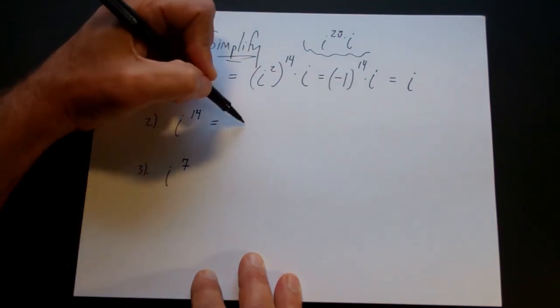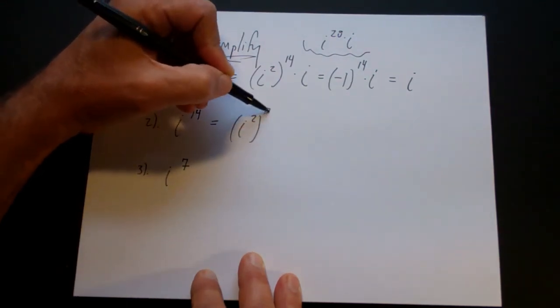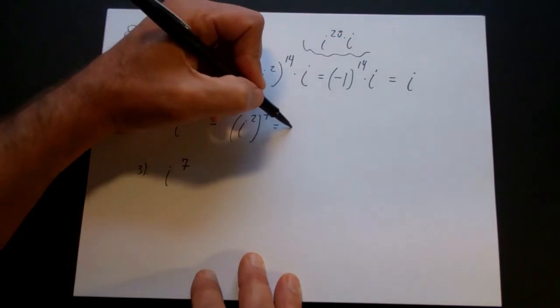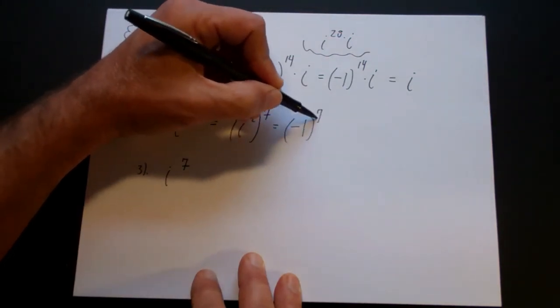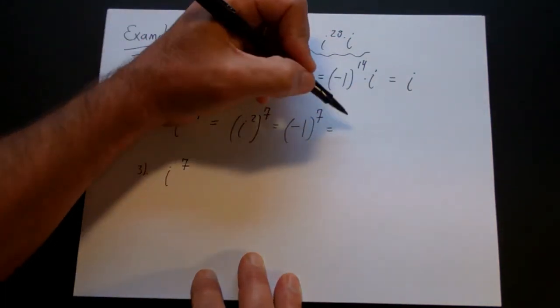I to the 14th is I squared raised to the 7th, which is minus 1 to the 7th. Minus 1 to the 7th is minus 1.